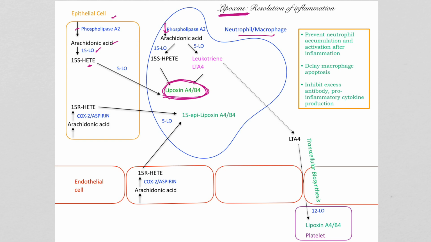It's interesting to note that aspirin can actually modify the COX-2 enzyme and give you intermediates that can be made into lipoxin derivatives, which are also very effective in their function. So low dose aspirin has a benefit because it encourages the formation of special lipoxin molecules.